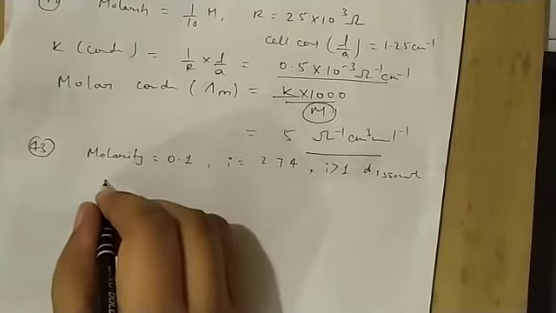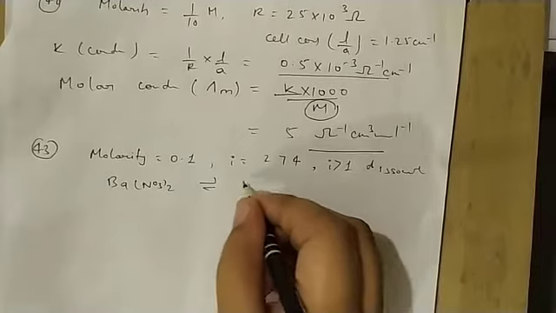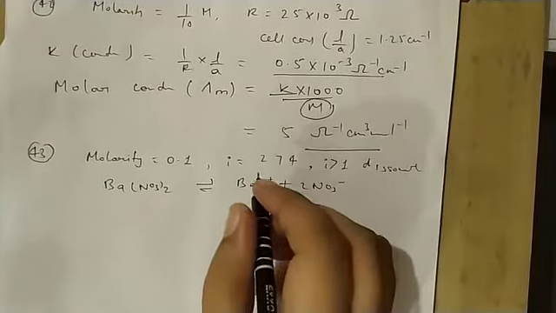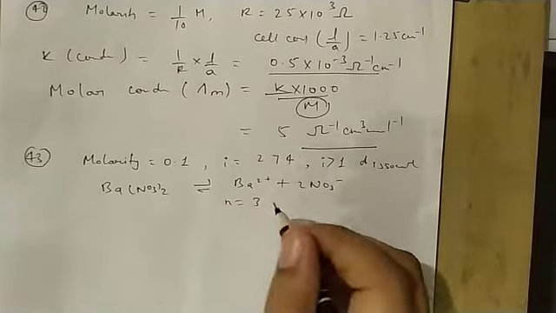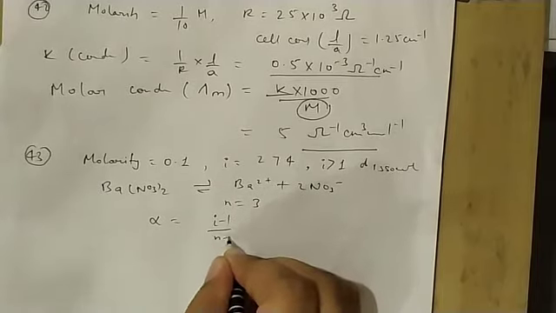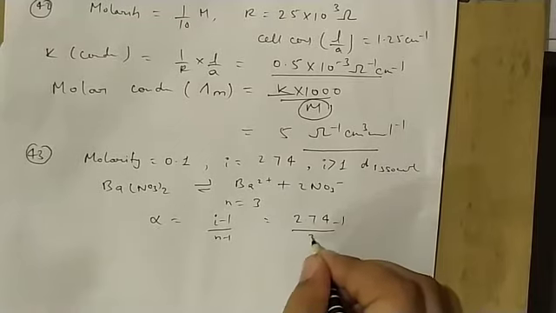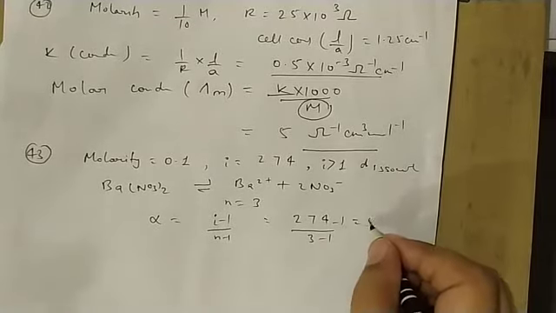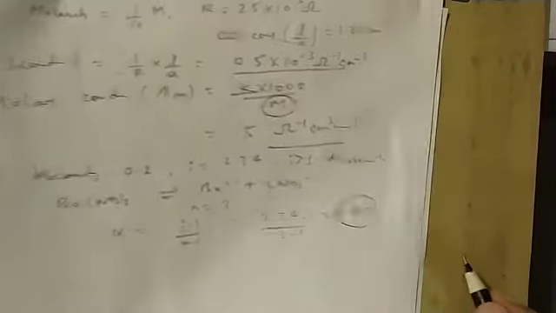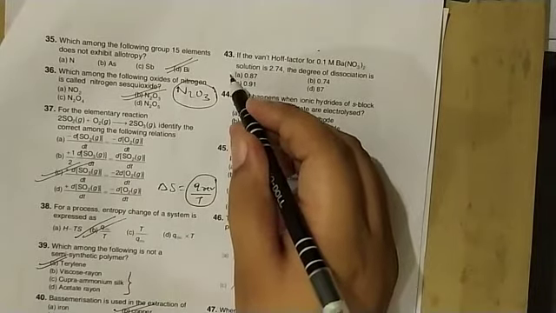If you look at the reaction, Ba(NO3)2 dissociates into Ba2+ and 2NO3- is formed. Number of ions produced is n equal to 3. We will directly use the formula. Alpha will be equal to i minus 1 upon n minus 1. The value of i is 2.74, minus 1 upon 3 minus 1. Alpha comes out to be 0.87. 0.87 is the correct answer. If you look at the options, 0.87 is given in option number A. So option number A is correct.